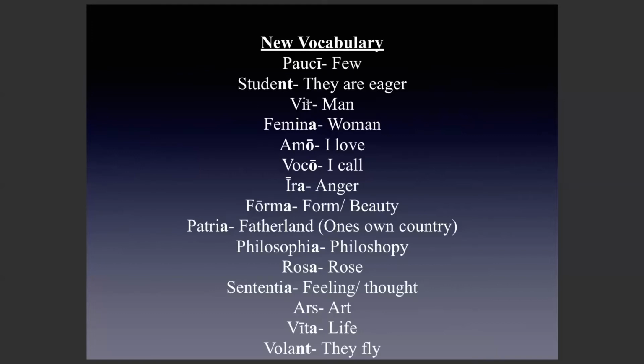We have vir means man. We get a lot of words in English today from this. We get the word virtue, we get the word virility, we get all kinds of these fancy words from this, right? It just literally means man, right? All right, femina, right? Femina is woman, the word for woman, right? And we get words like feminine, femininity, female. All of these words come from the word femina, right?